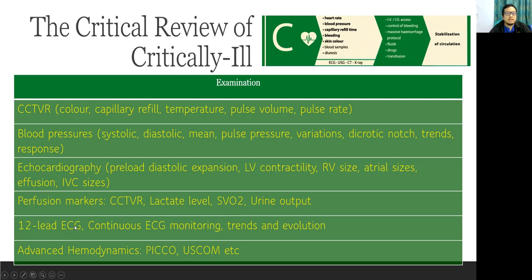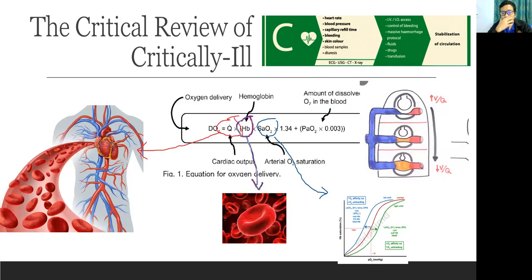You have to get a 12-lead ECG on admission to ICU. And if necessary and indicated, you have to repeat the 12-lead ECG. By default, we do continuous ECG monitoring all the time, every second, every minute, every hour. And if you have the luxury of doing so, you can do advanced hemodynamics like PiCCO or USCOM to further evaluate the cardiovascular system.